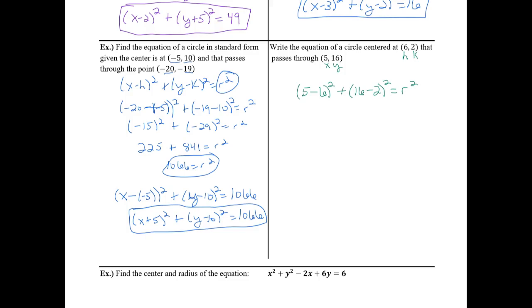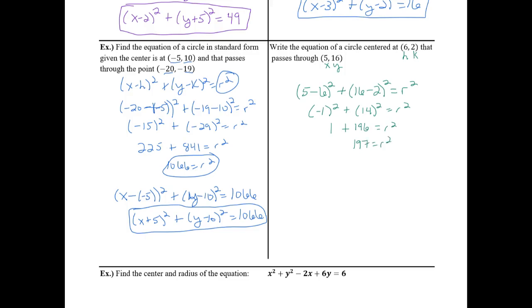Right, to write an equation, we need h, k, and r. We have h and k, have to find r. Well, technically r squared. 5 minus 6 is negative 1. 16 minus 2 is 14. Negative 1 squared is positive 1. And 14 times 14 is 196. So r squared is 197.